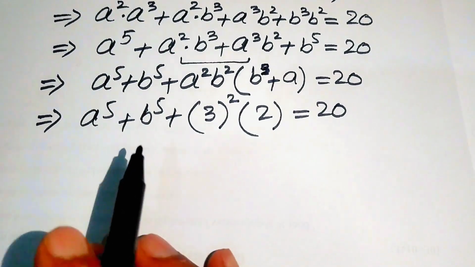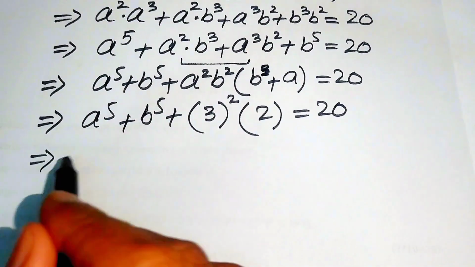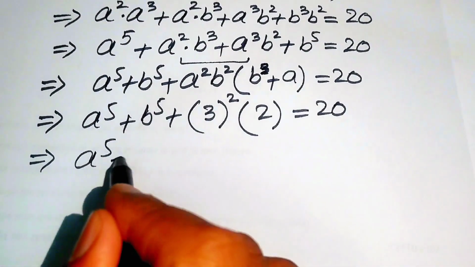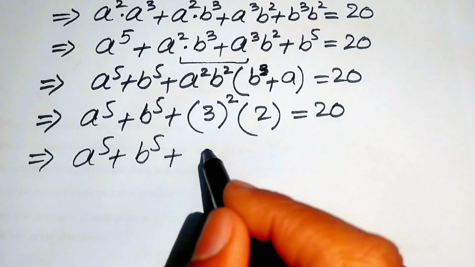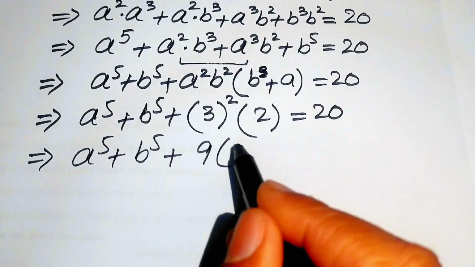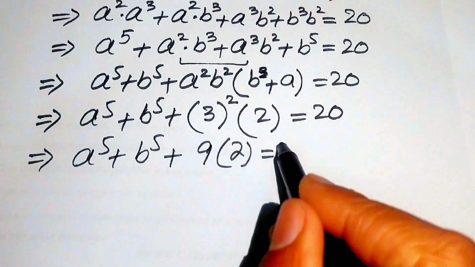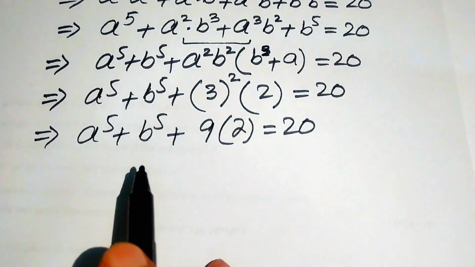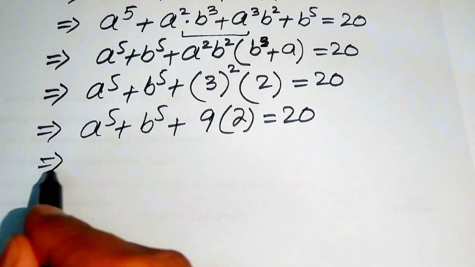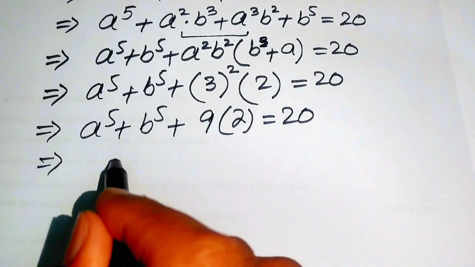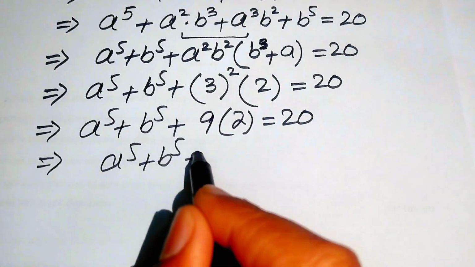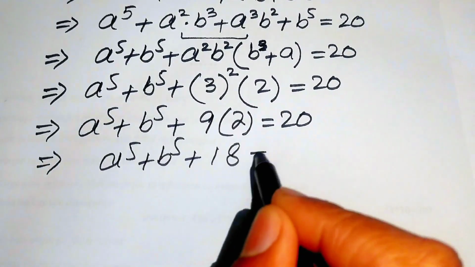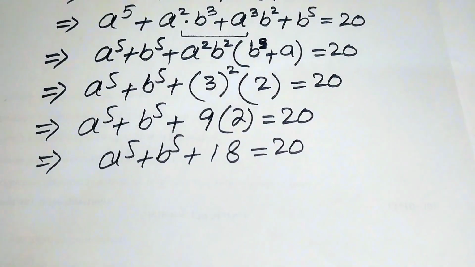Now we simplify the terms and we have a to the power of 5 plus b to the power of 5 plus 3 squared, which equals 9, times 2, and this whole equals 20. Now we multiply this 9 times 2 and we obtain a to the power of 5 plus b to the power of 5 plus 18, and this whole equals 20.